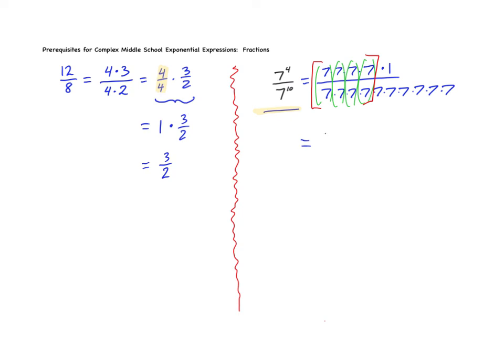Now I can rewrite this as 1 times the fraction 1 over 7 to the, and there would be 6 remaining, so 7 to the 6th. And this is just 1 over 7 to the 6th.